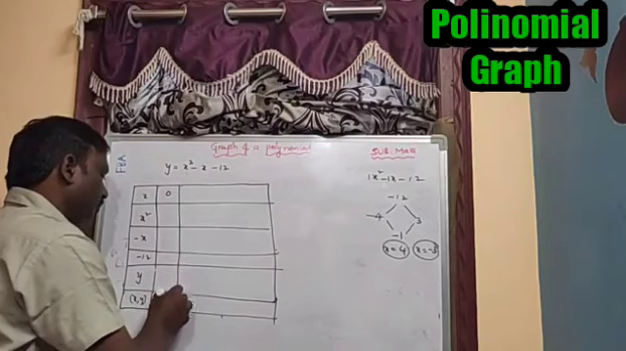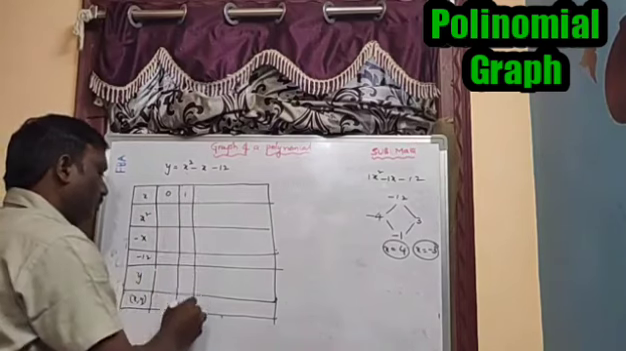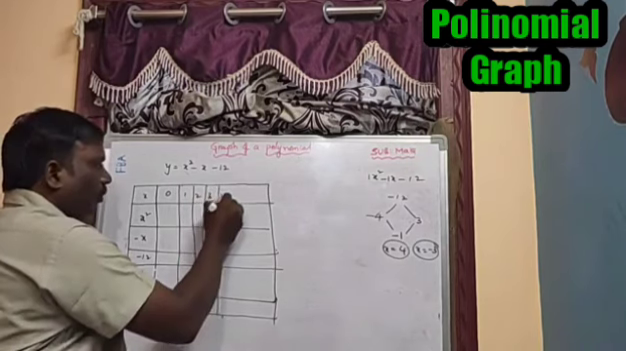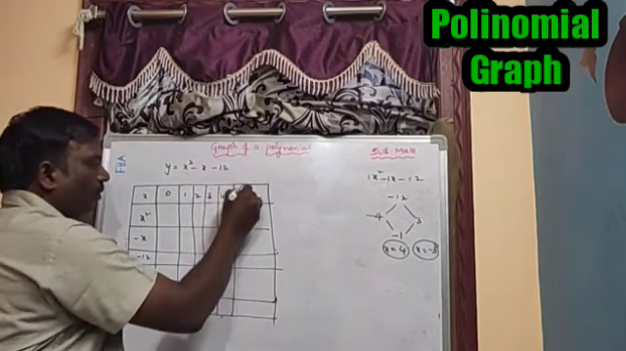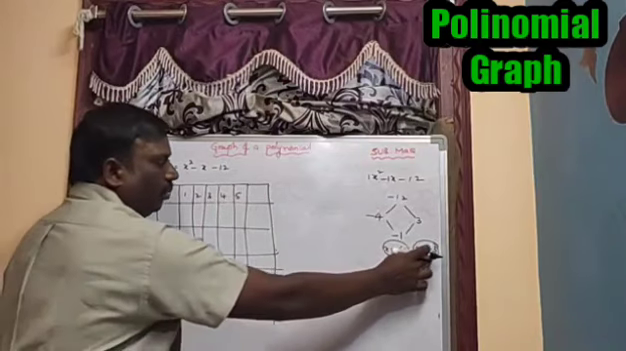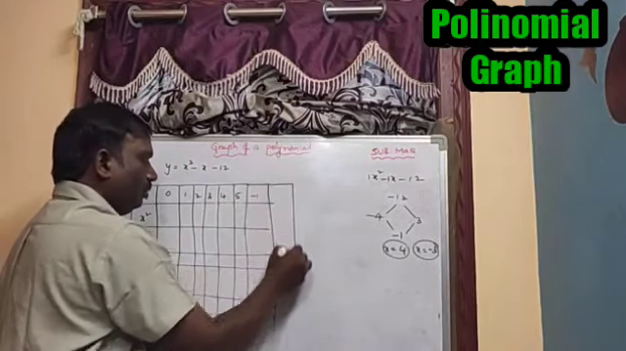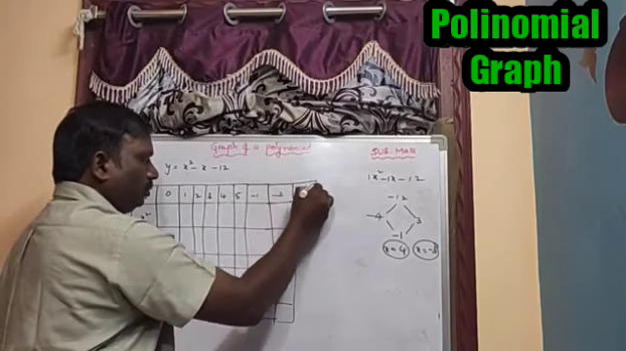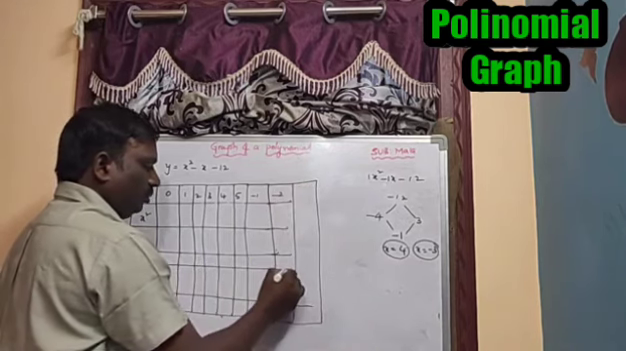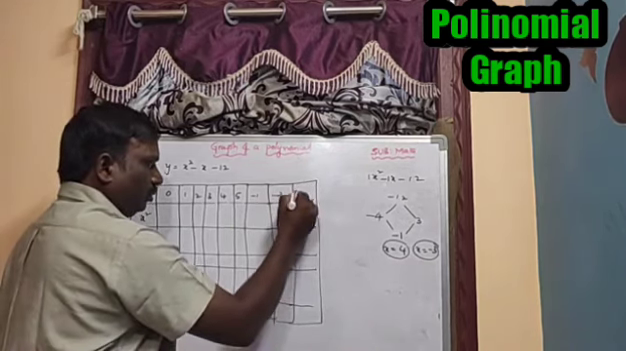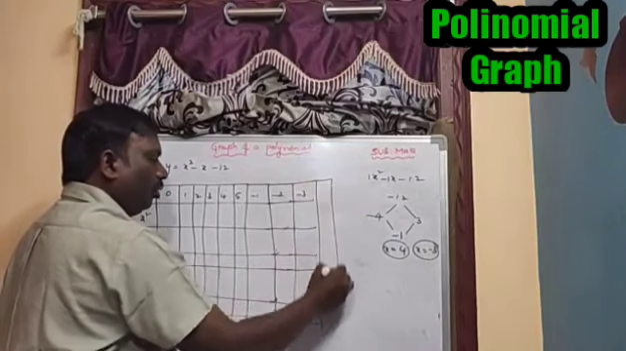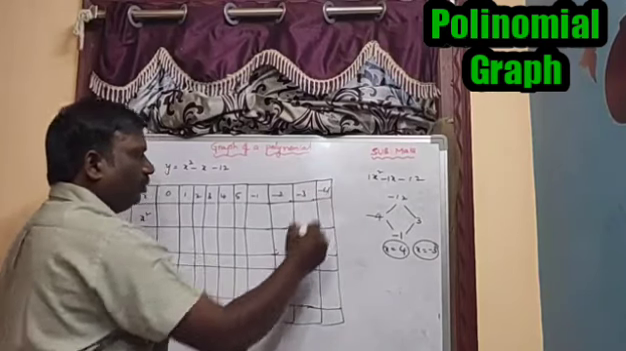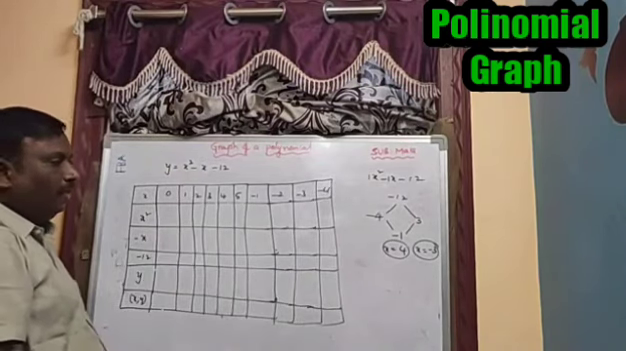0, 1, 2, 3, 4, 5, and up to -3: -1, -2, -3, one more value also we can take, -4. These values we have to take.